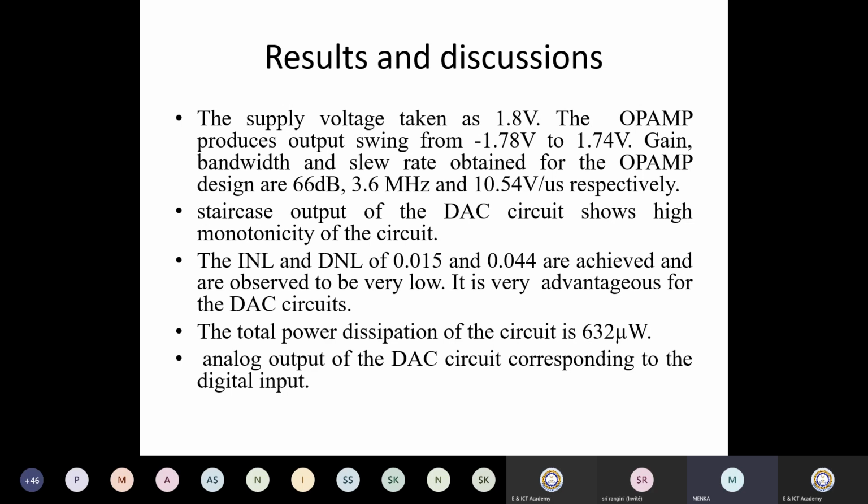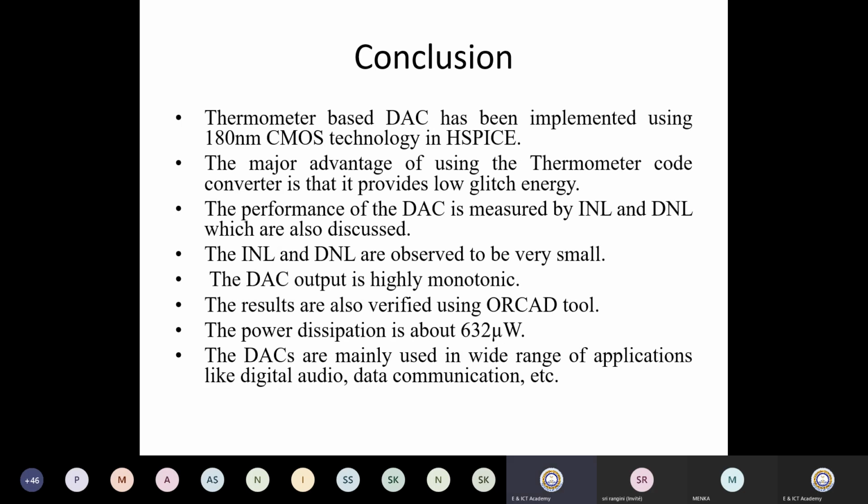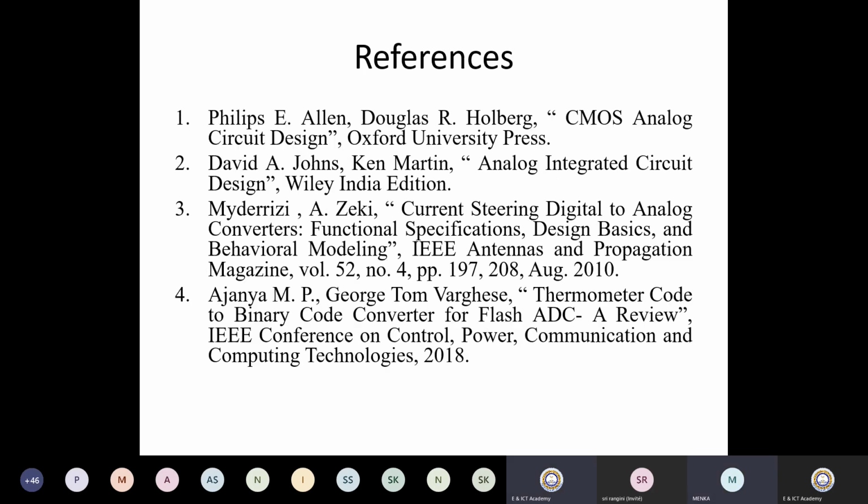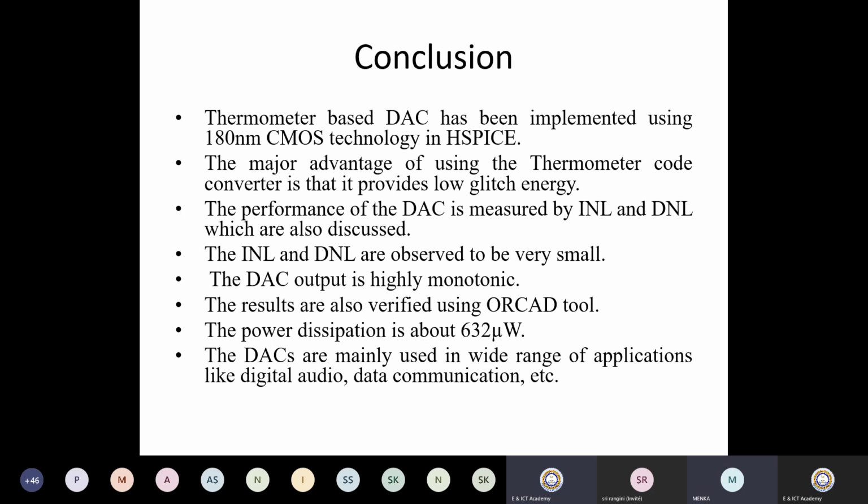So this was about this circuit. Sir, next slide please. Slide number 10. Slide number 10, conclusion.